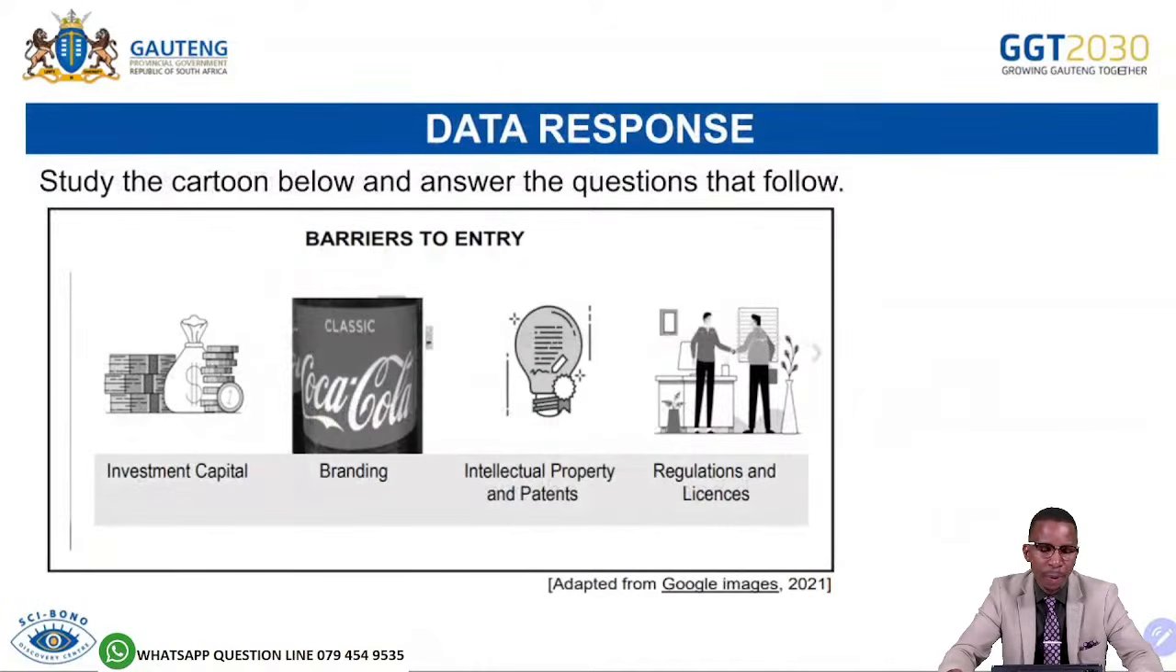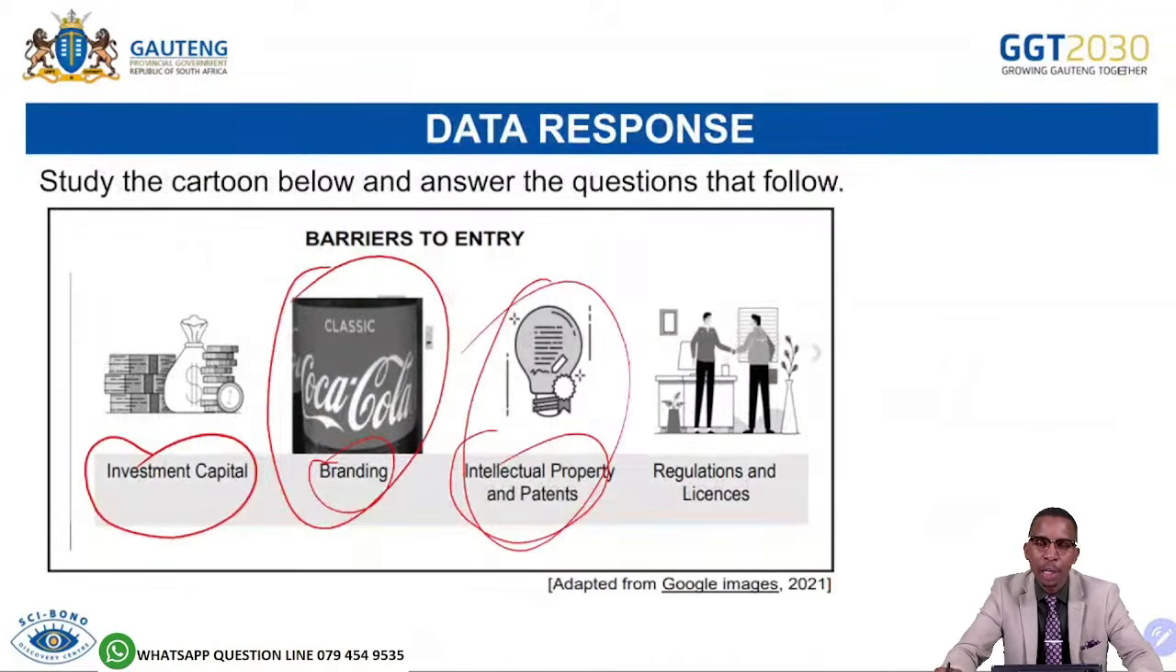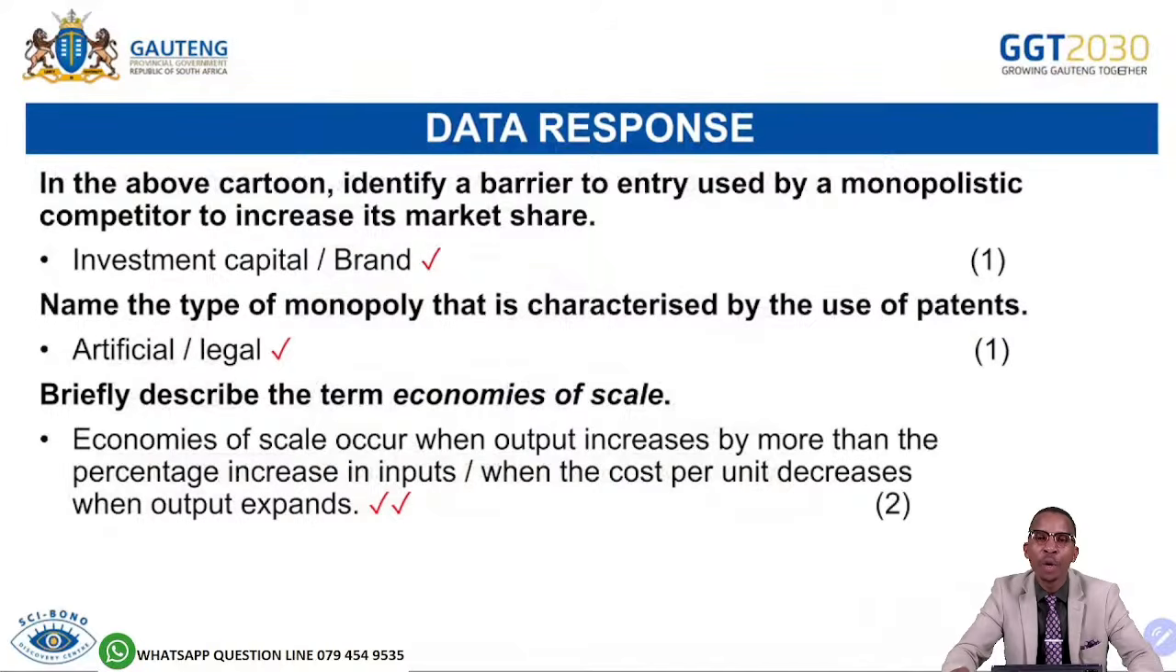And then we continue. Data response. Here we have monopolistic competition as well as artificial monopoly. So we have investment capital, and branding as used by monopolistic competition, intellectual property or patents, and then regulations and licensing. These are barriers to entry that can exist in the market. This can be a part of monopolistic competition, and the patents can create natural monopoly, artificial monopolies, and also some oligopolies. And then high capital requirement can also be a part of oligopolies.